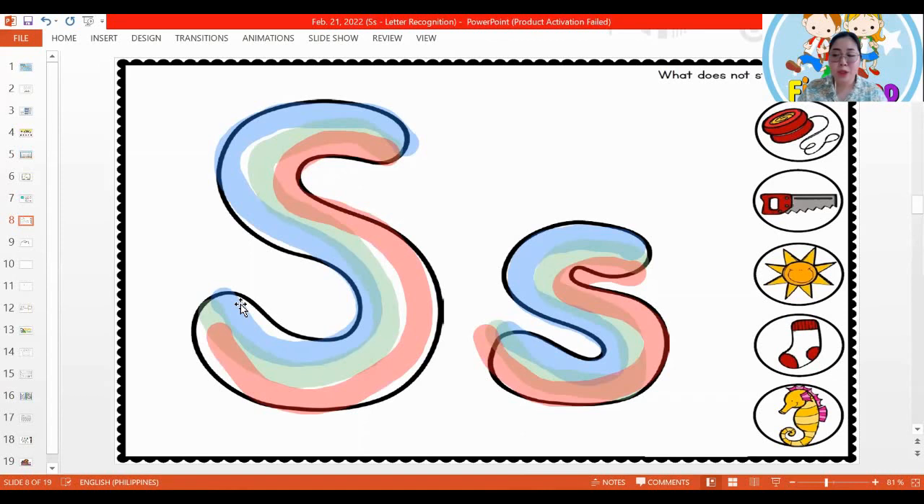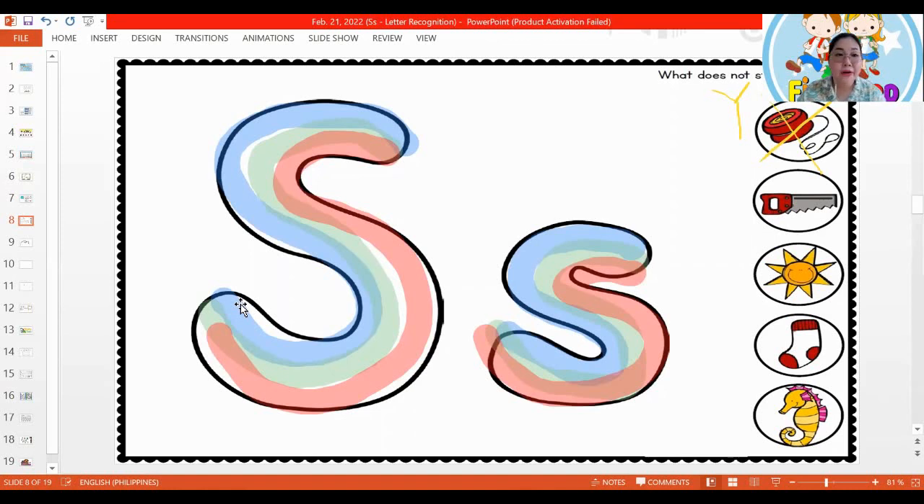So the first picture we have is a yo-yo. Yo-yo. Does yo-yo start with the letter S? No, yo-yo starts with the letter Y. That's correct. So let's write capital letter Y there on the side and make a big X mark because Y is not the letter S.